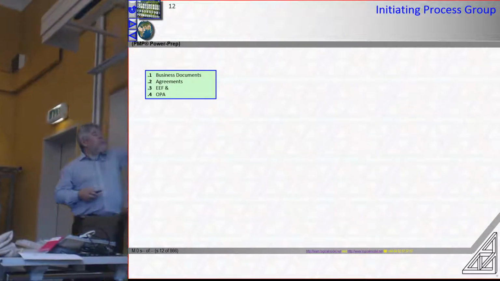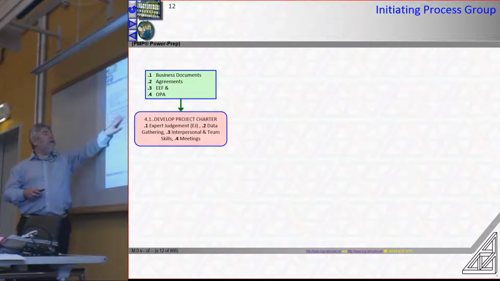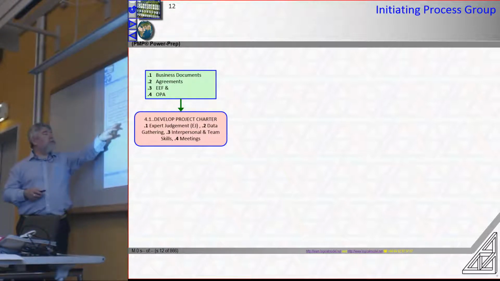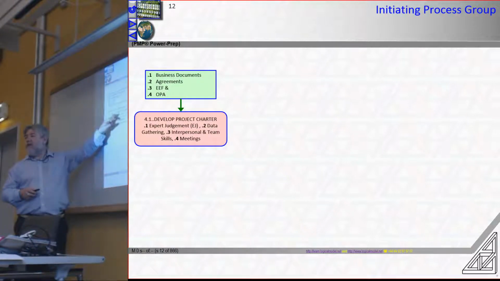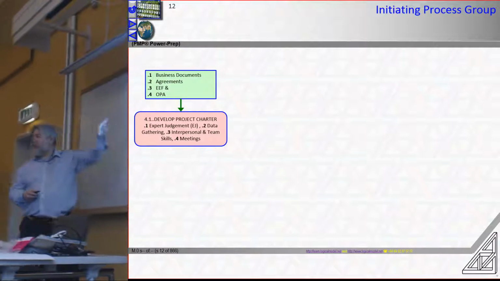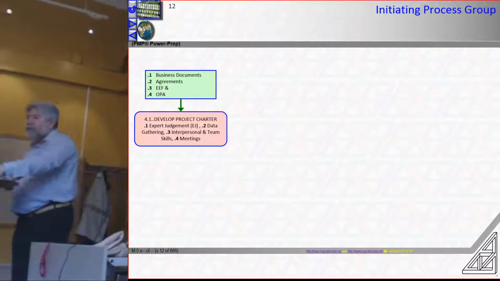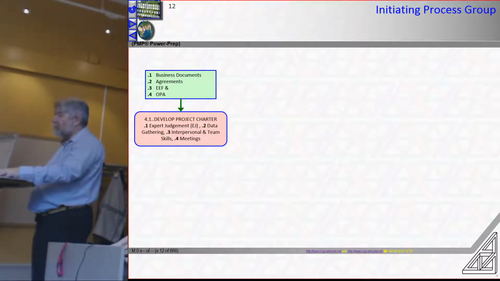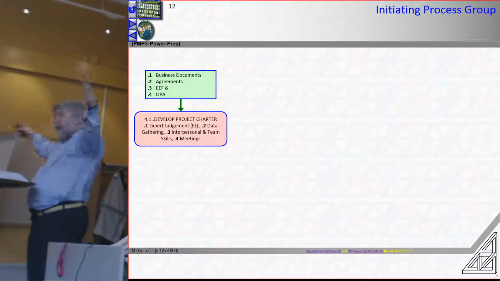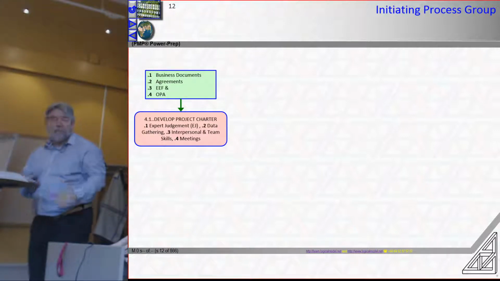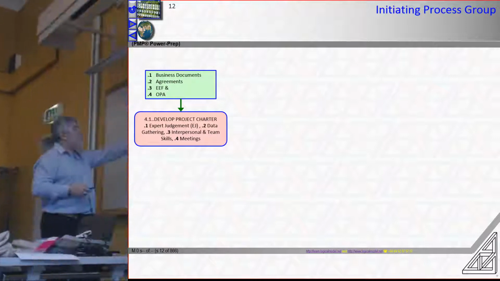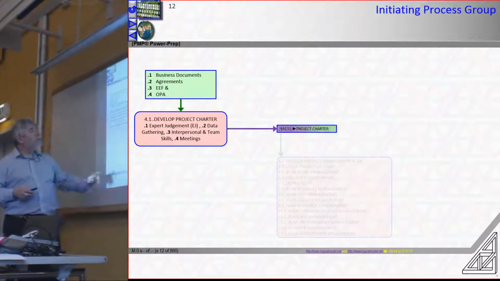These inputs arrive at Develop Project Charter, where we use expert judgment, data gathering, interpersonal skills, and meetings. We need really to look at those, but they don't have a section like we've just looked at for EEFs and OPAs, but they should have, because they are umbrella terms with lots of detail below them. And I need to expand them out to you in just a second.